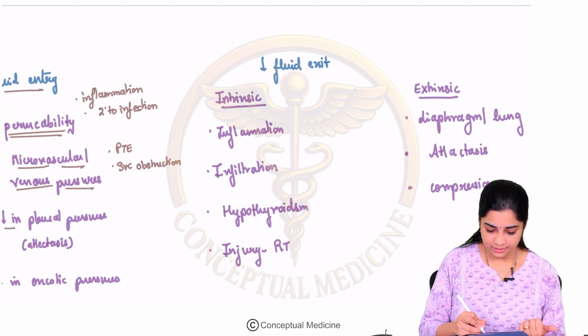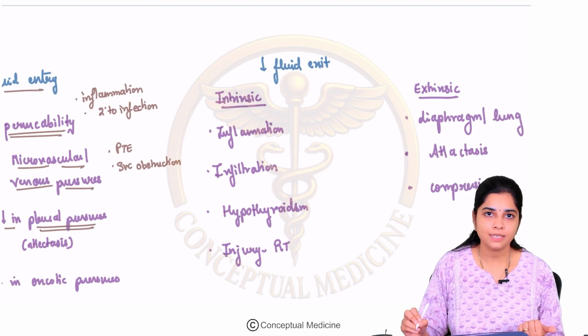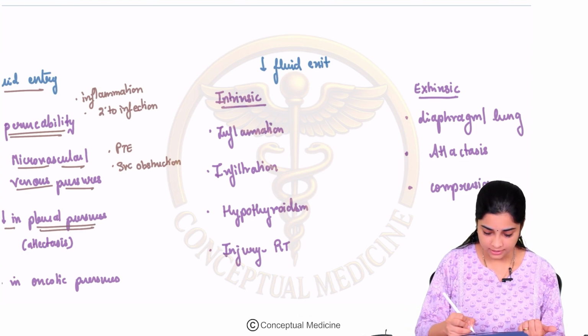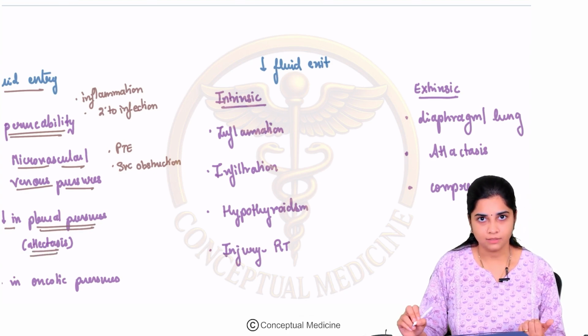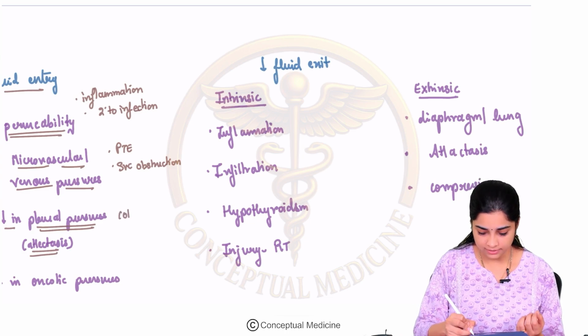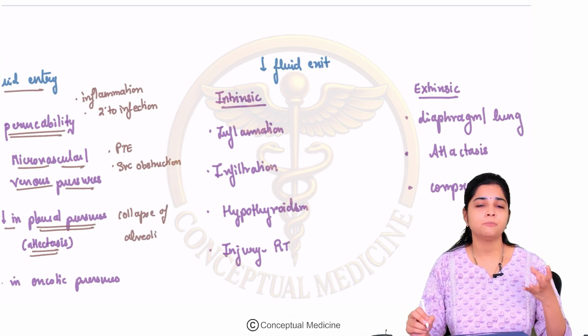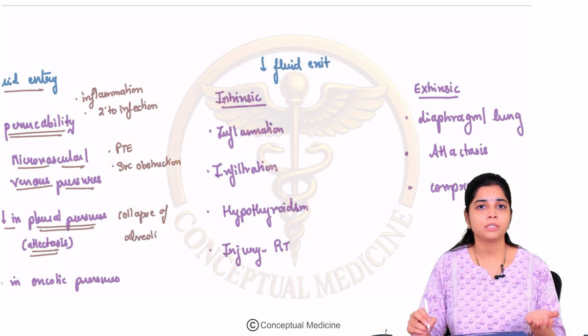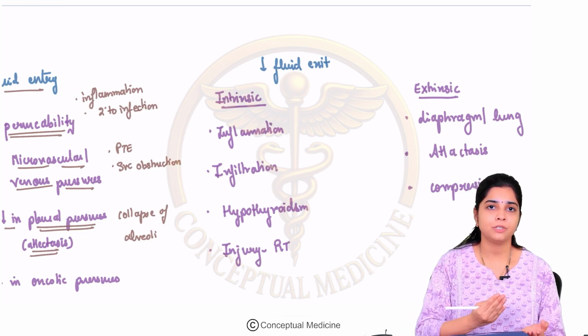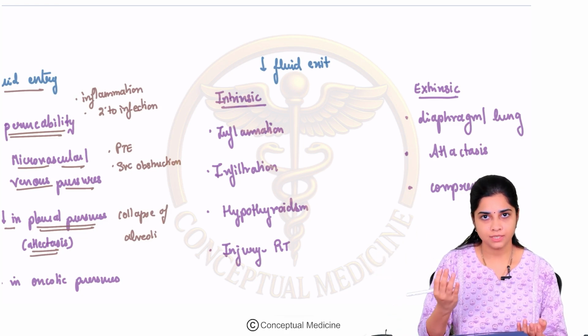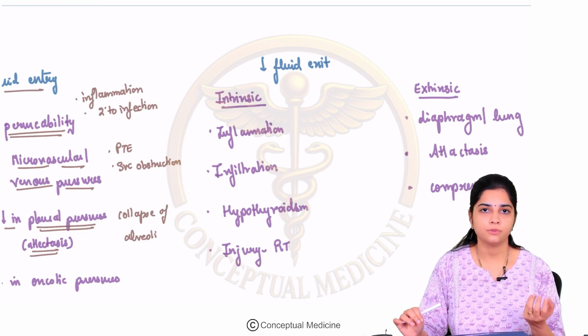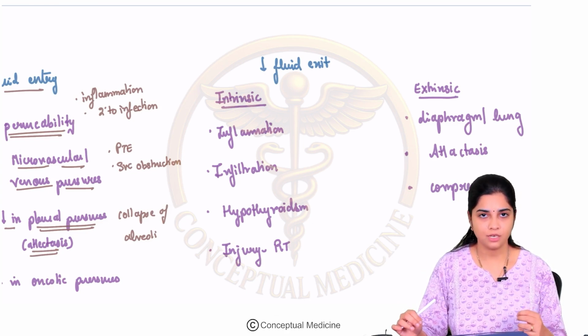Or there can be a decrease in pressure within the pleural cavity itself. That means what? There is atelectasis of the lungs. Atelectasis means what? There is collapse of the alveoli. Whenever there is a collapse of the alveoli, pressure within the pleural space drops, and we know that fluid flows from a high pressure to a low pressure, and hence it becomes a transudative effusion and gets pushed into the pleural space where the pressures are low.